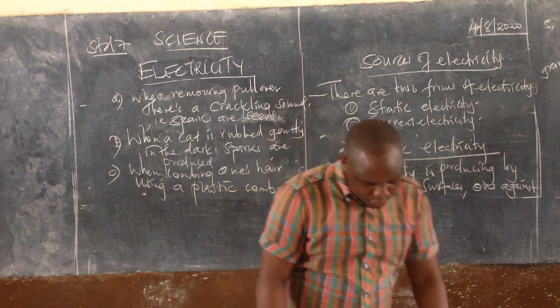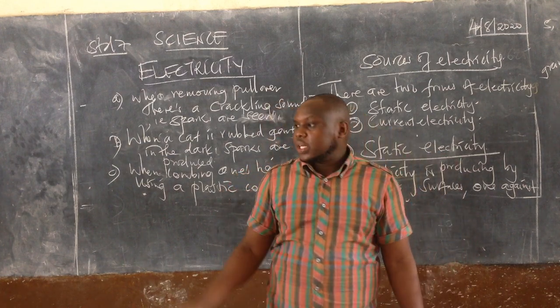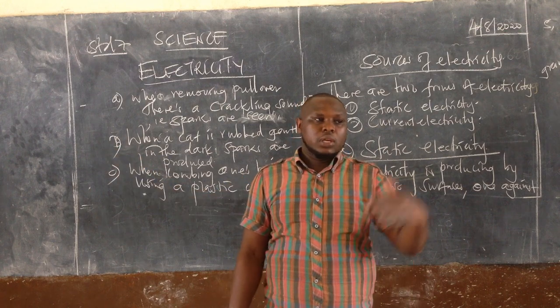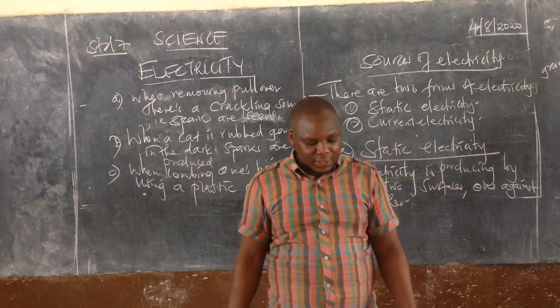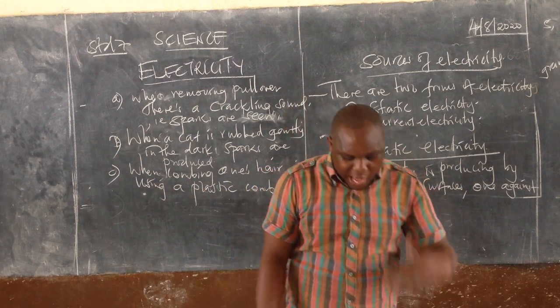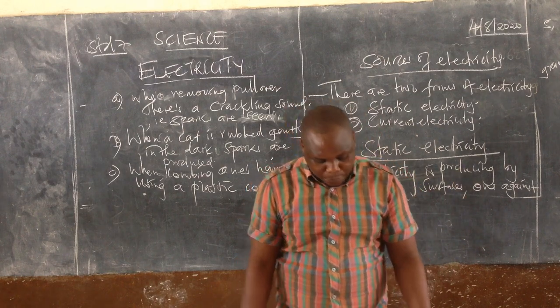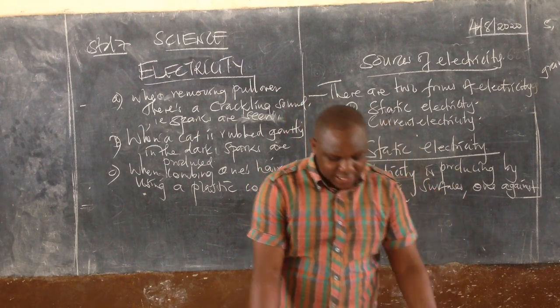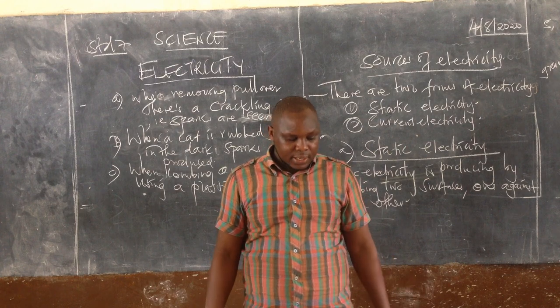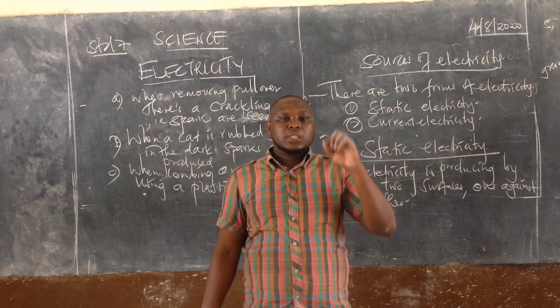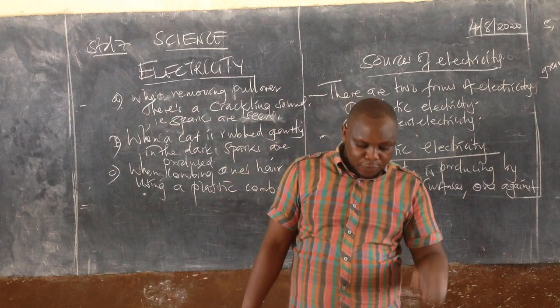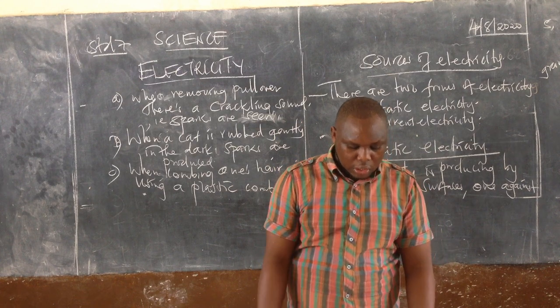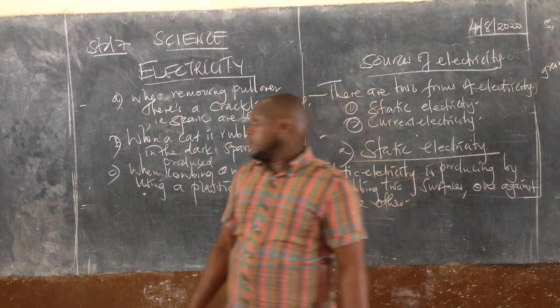Another way you learn, of course, is when you try to rub windows. In our class, we have the window panes. So when you're trying to rub, to wipe them using a dry duster, or a piece of cloth, or dry grass, on a dry day, dust particles or fluff from the duster or cloth stick to the glass.